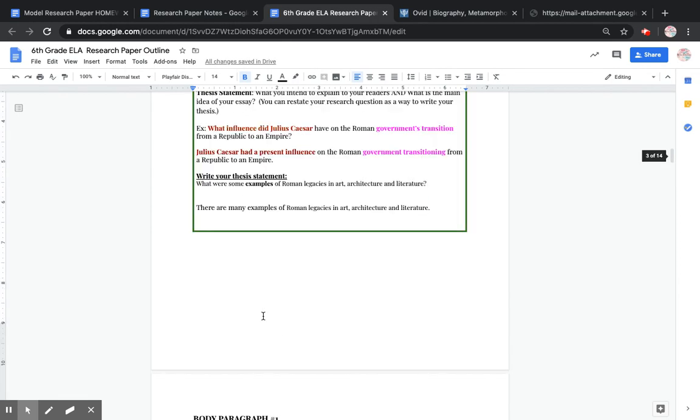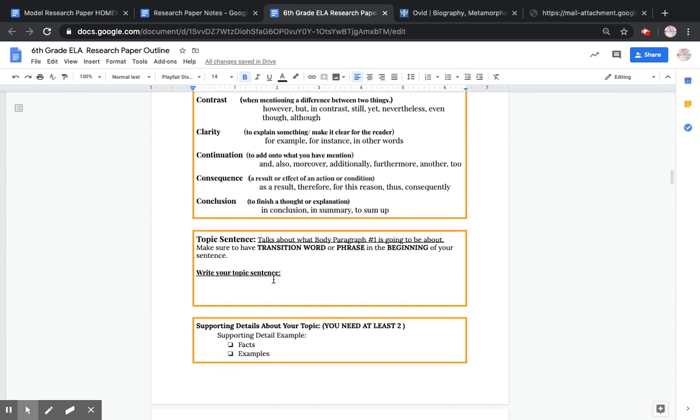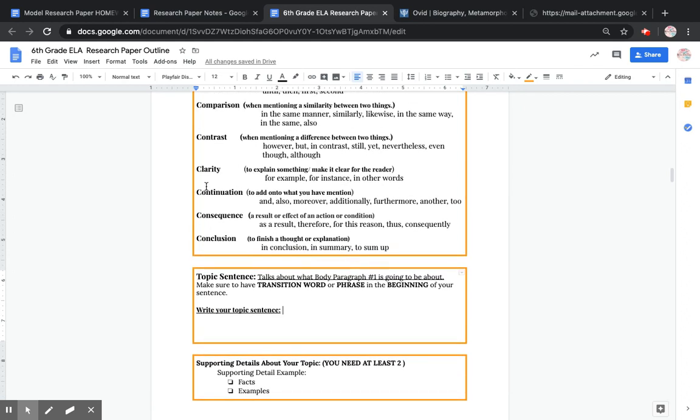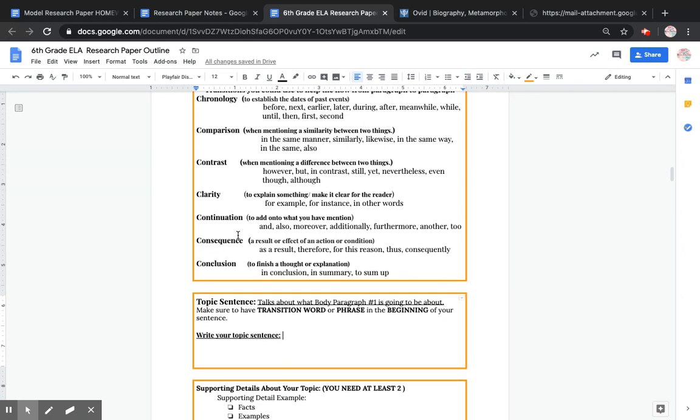So my thesis statement is going to be the last sentence of my essay. So there are many examples of Roman legacies, art, architecture, and literature. So my topic sentence would be about art. So let's see, I want to do clarity or continuation, conclusion. Which one would I like to use as my transitional word in the beginning of my sentence? So let's take a look at what we have. And then once I have it, we'll come right back.